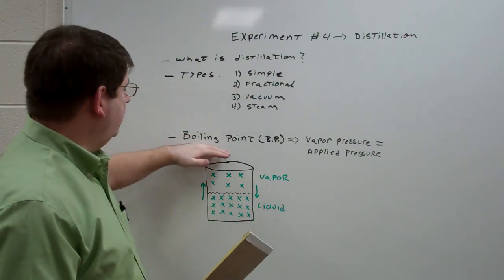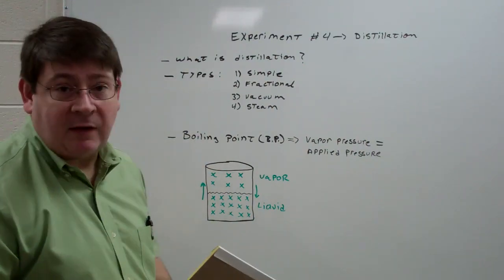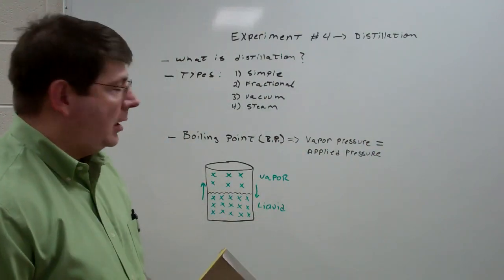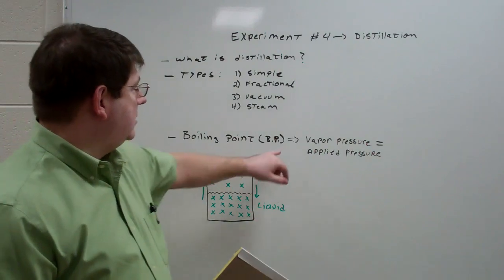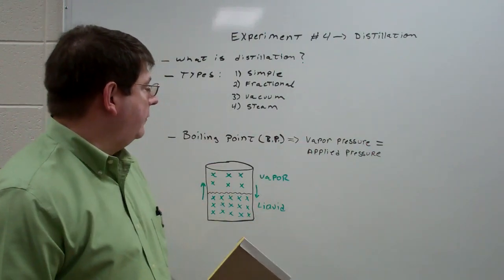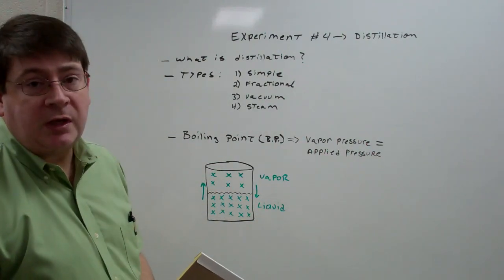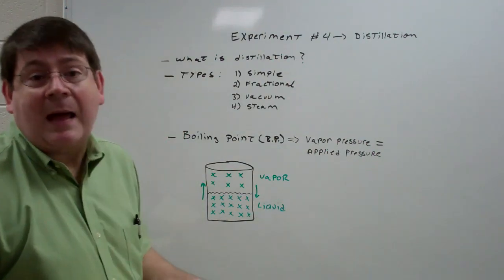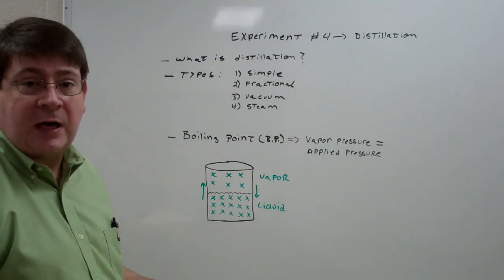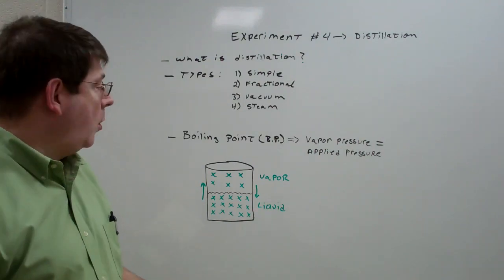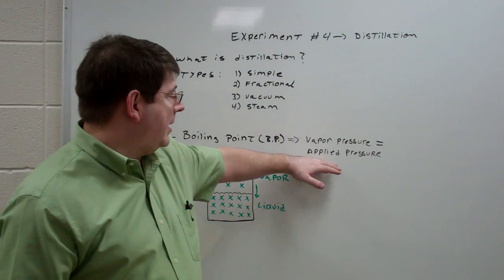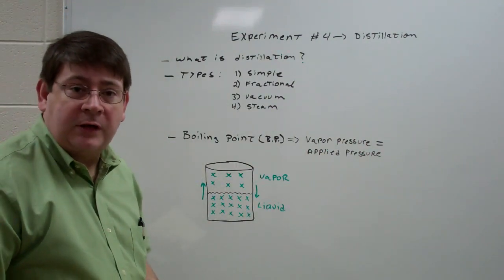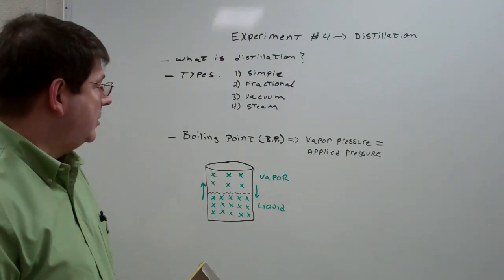The technique of distillation relies on the fact that liquids have a boiling point. And if you'll recall from your general chemistry, the boiling point is defined as that point at which the vapor pressure of the liquid equals the applied pressure. And the applied pressure, you probably learned, was atmospheric pressure. And of course, atmospheric pressure changes from day to day. And so boiling points are only a constant if you know what that applied pressure is. So water doesn't always boil at 100 degrees Celsius. It depends on the atmospheric pressure.